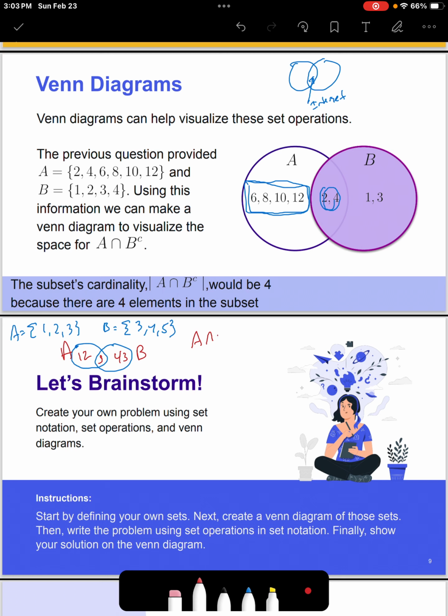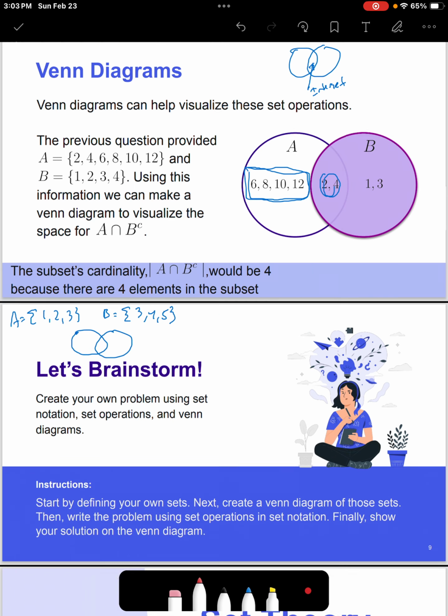So A intersect B would be 3. A union B would be the elements in both sets, which would be the set 1, 2, 3, 4, and 5. So that's a simple example of kind of how all this works.